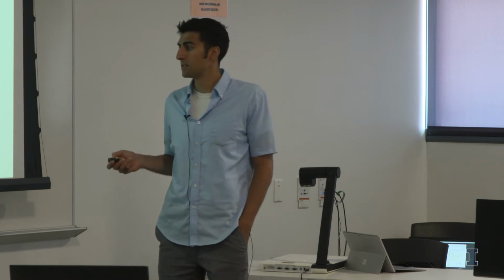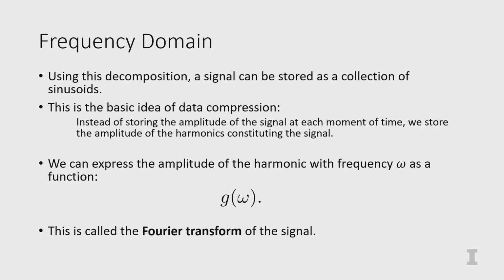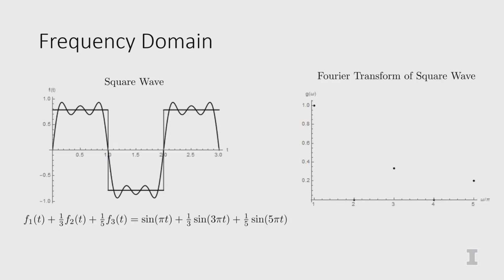Okay? And so then the idea is that we express the amplitude of the harmonic with frequency omega as a function. What this function g of omega is doing is, for every harmonic frequency omega, it's going to give you the amplitude. And this is called the Fourier transform of this signal. Okay, so to our square wave example, here's the Fourier transform. It's actually a very boring function because remember, all we needed were 3 points: 1, 1/3, and 1/5.